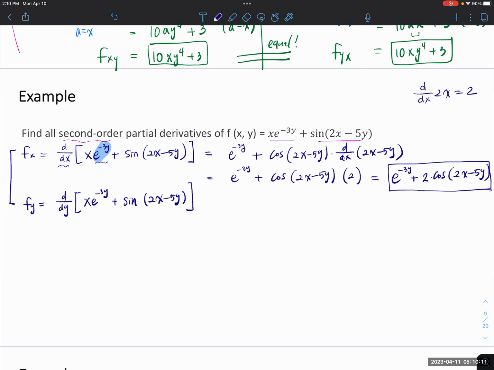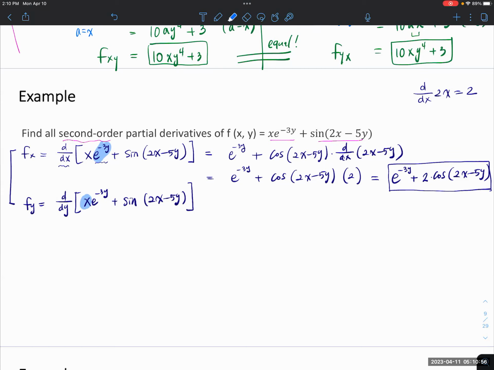So what else are we going to do? Let me see. Anybody has a thought? With respect to y, I think it is going to be minus 5 somewhere. I see that. What do you guys think? How are we going to take the derivative of the first term, x times e to the negative 3y? So this time, x is the constant, isn't it? So what can we do? Anybody has an idea?